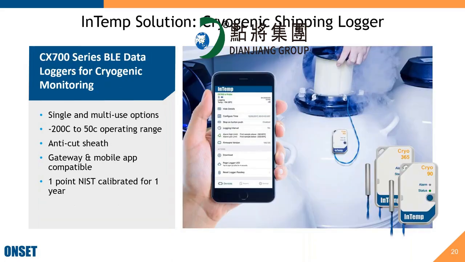Then we have our cryo logger. So this one, just like our dry ice logger, can go to ultra cold temperatures. This one going all the way down to -200 and up to 50C. And everything else is pretty much the same in terms of single multi-use, being compatible with gateway and app, and the NIST certificate.